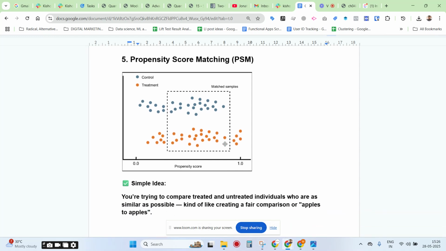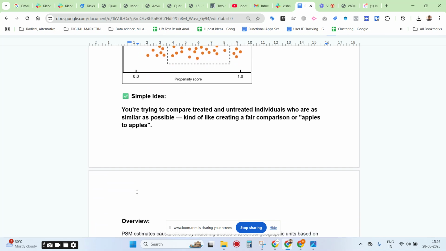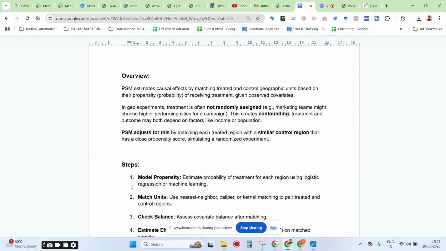Now we get to another method. Again, not necessarily a package. There may be other packages, like tools or software, which are available using this method, very commonly used in this sort of scenario. So it's called propensity score matching. And you have controls and treatments. But the idea here is that you're trying to compare treated and untreated individuals who are as similar as possible. The idea is again the same, but it's like creating a fair comparison of apples to apples when it's not really apples and apples that you're talking about.